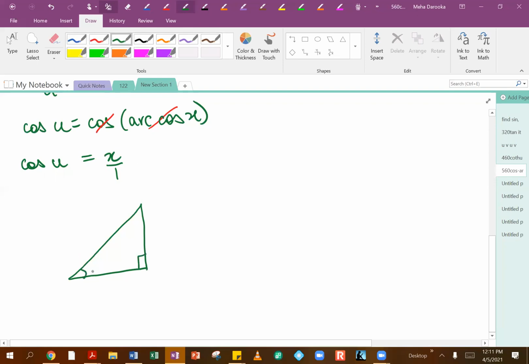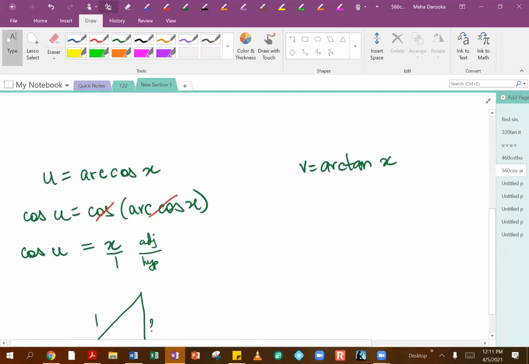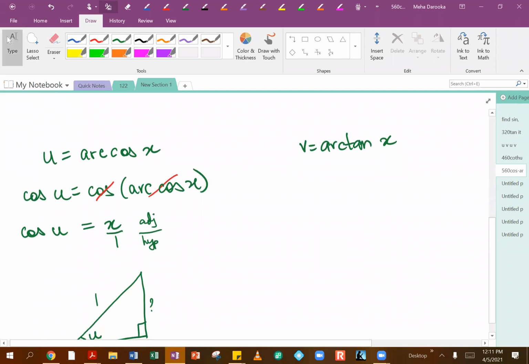So this is our angle u. Remember, cosine is adjacent over hypotenuse. So my adjacent side would be x. Hypotenuse would be 1. So now we can find our missing side again using the Pythagorean theorem. So we'll come back to that. Let's go ahead and do our triangle for the angle v.